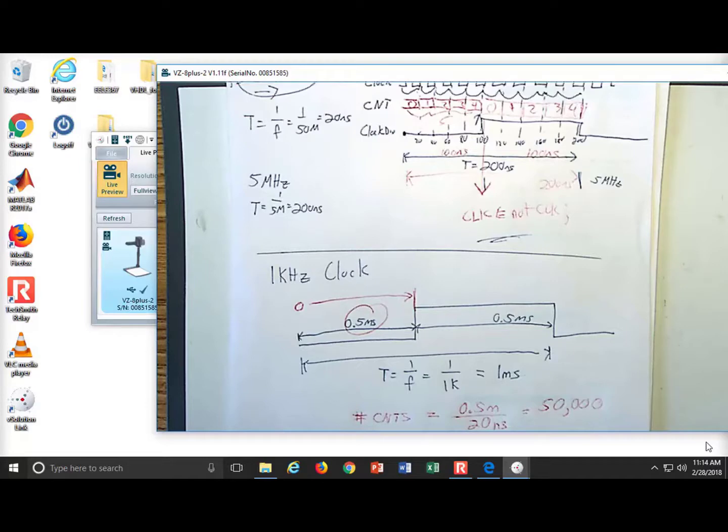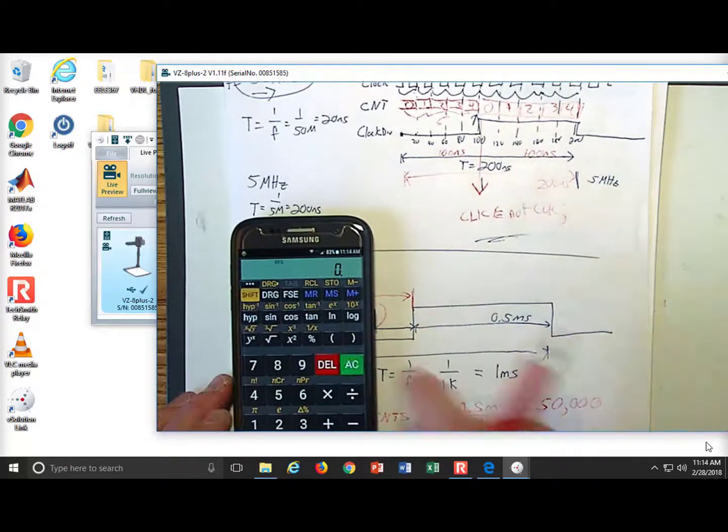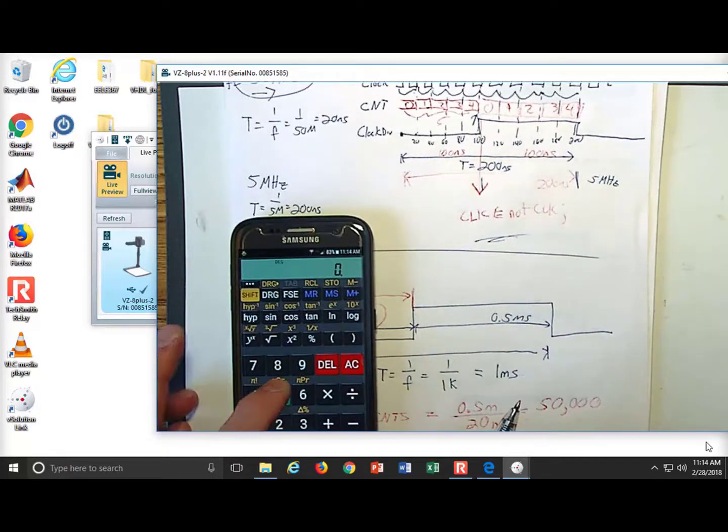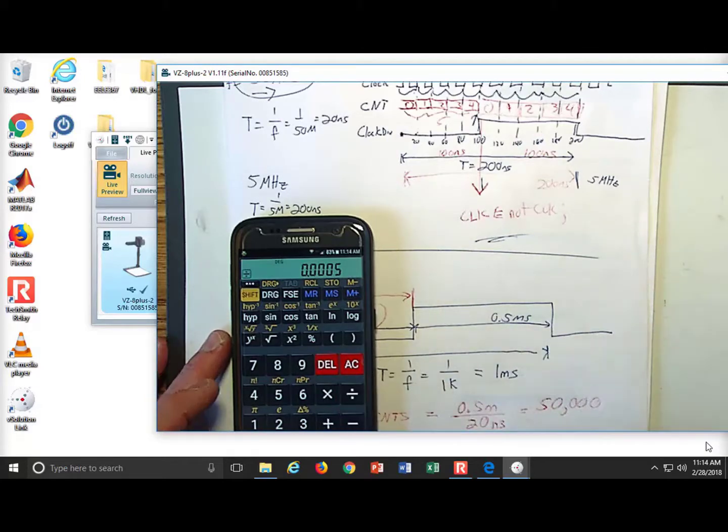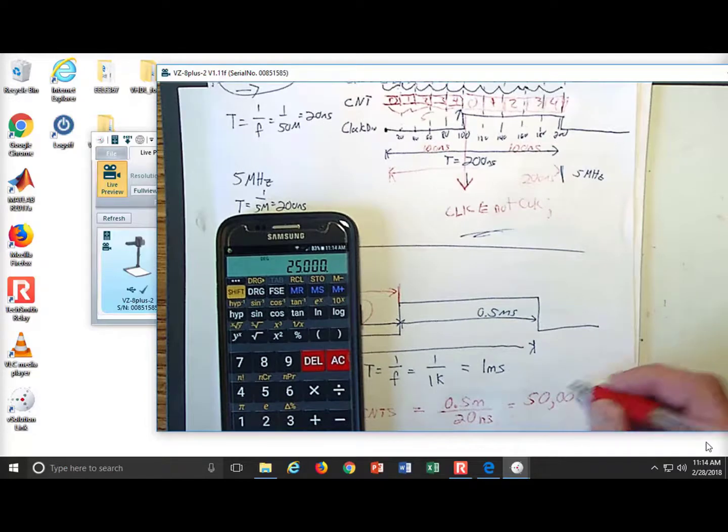Yes? Did you divide 1 millisecond by 20 nanoseconds? Yeah. 0.5 milliseconds? I want you to think about something here. Oh, what did I do? You're right, you're right. Let's do this. 0.5 exponent 3 negative. Okay, there you go. You're right. Divided by 20 exponent 9 negative. It's 25,000. You're absolutely correct.